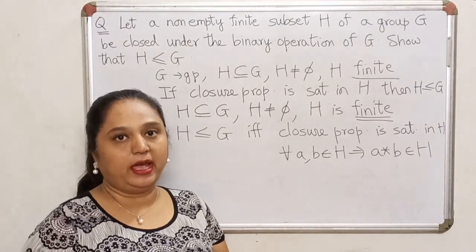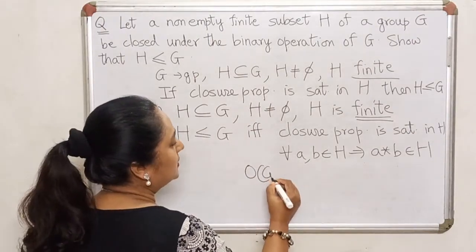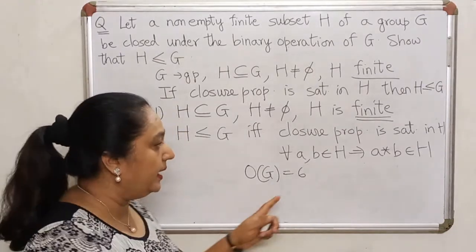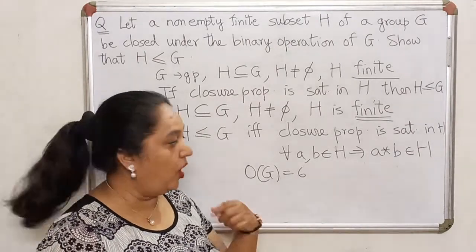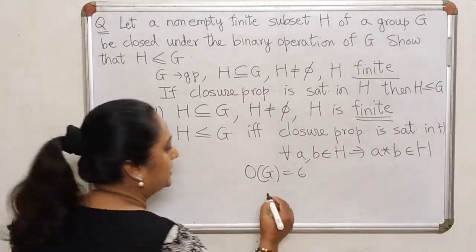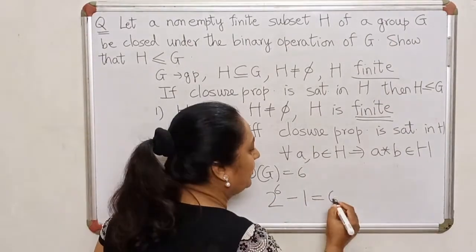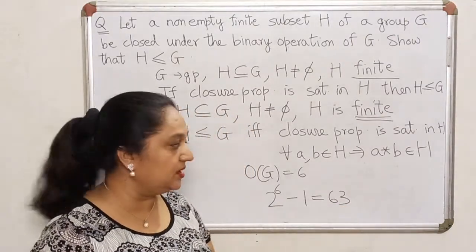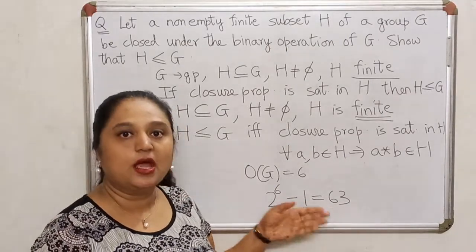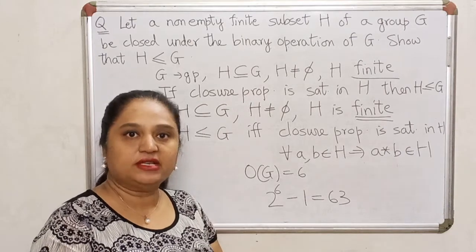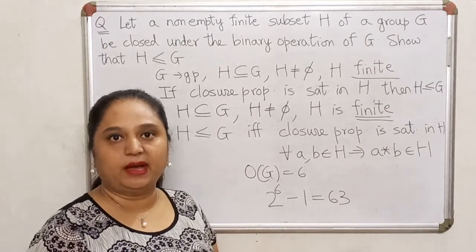However, if I have to just use this, then suppose I have a group of order 6. Then I will have to look at all possible non-empty subsets of this group, and the number of non-empty subsets will be 2 raised to 6 minus 1, which will be 63. So I will have 63 subsets and I'll have to check for which of those subsets closure property is satisfied. For whichever subsets the closure property is satisfied, that subset will become a subgroup.